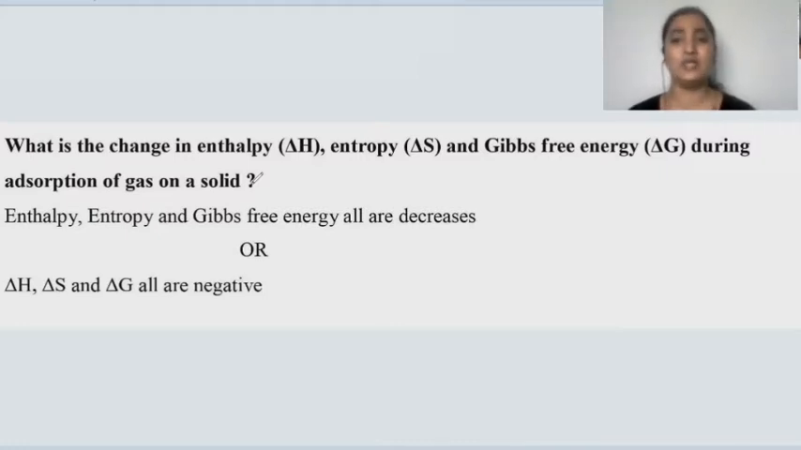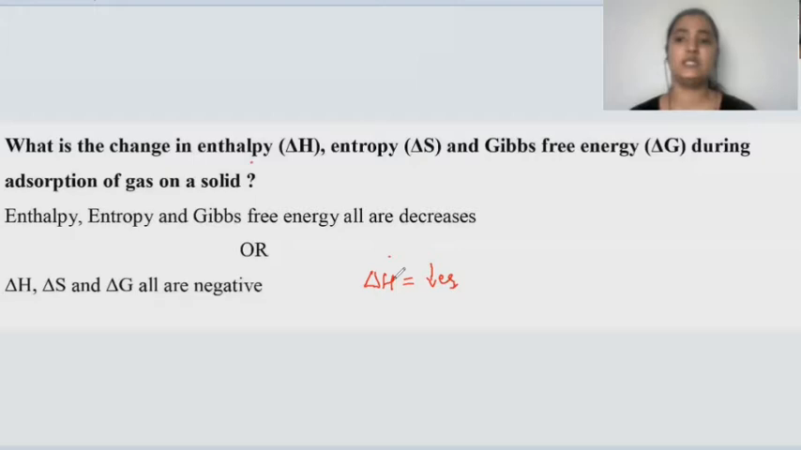What is an exothermic reaction? The reaction in which energy is released in the form of heat is regarded as an exothermic reaction. I have already told you that adsorption is an exothermic process, so some amount of energy is getting released in the form of heat here. So what happens to the change in enthalpy? Let me write that. I'm going to mention the change in enthalpy by writing delta H, and the delta H is going to decrease. Then what happens with entropy?